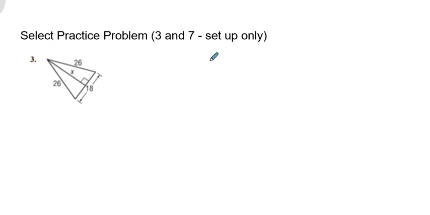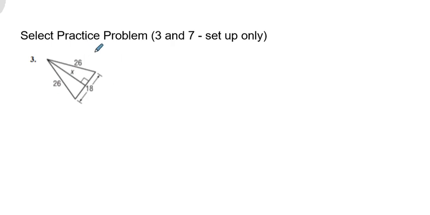Okay, so problem three, we've got this triangle right here, and it's a little weird because it looks like two triangles, right? And a little confusing. If you don't remember, this is an isosceles triangle because you have two sides that are equal to each other, and then the third side is a different length that's not the same. If all three are the same, that is called an equilateral triangle.